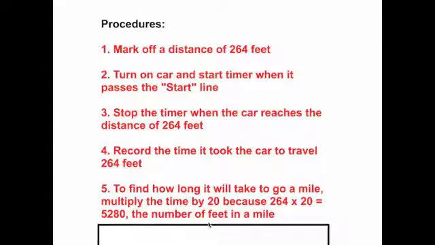Some groups might choose to manipulate the number of feet and control that and find out how many seconds it takes to go a certain number of feet. Other groups might choose to control the number of seconds and find out how many feet the car goes in a given number of seconds. Whatever you choose is okay, as long as you think it will produce good data.